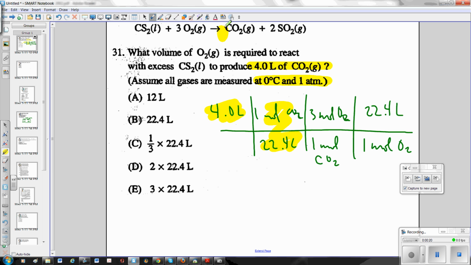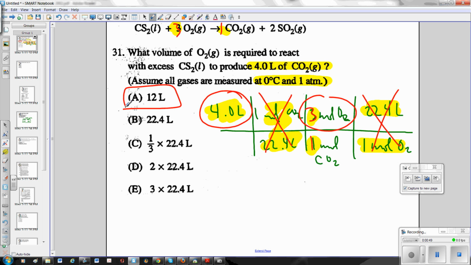The coefficient of CO2 is 1. The coefficient of O2, which I'm comparing to, is 3. And then I add 1 mole is equal to 22.4. Technically, if you think about it, you don't even have to include these because they cancel. So to do gas stoichiometry at STP, it's basically the given and the mole ratio, 1 to 3. 1 mole of CO2 equals 3 moles of oxygen. So all you're really doing mathematically is multiplying 4 times 3.